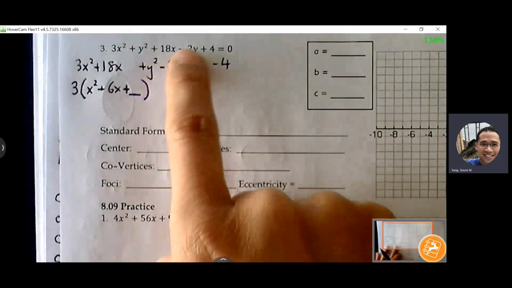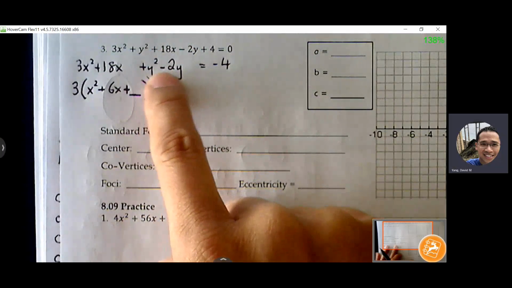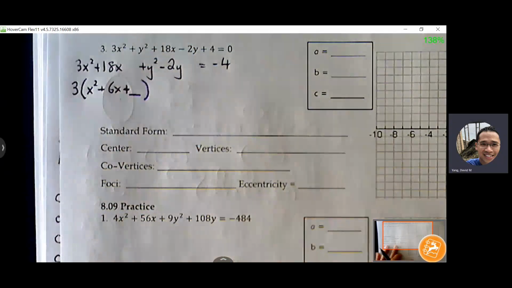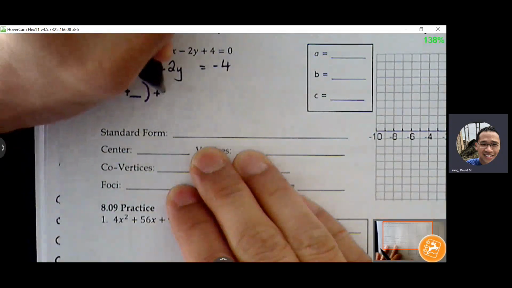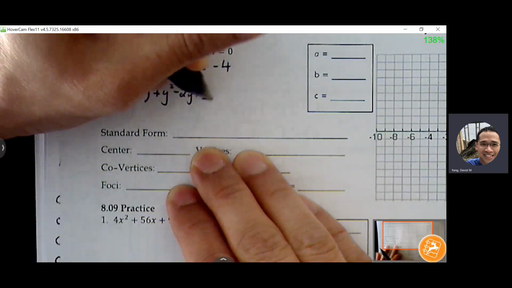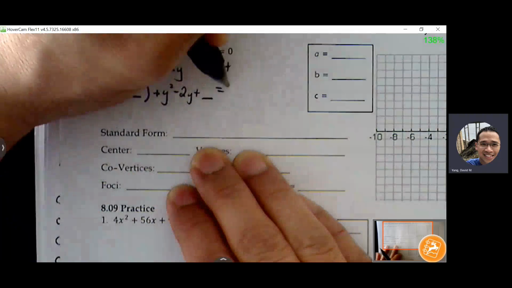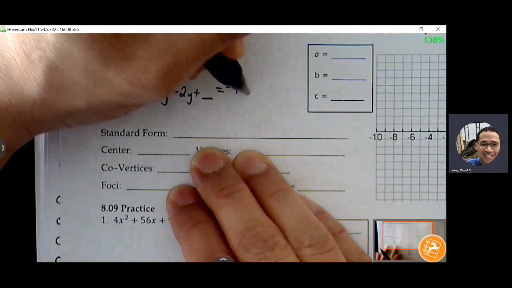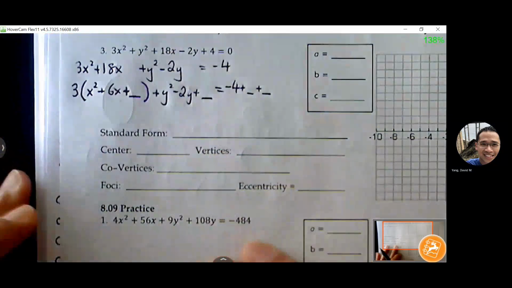Now, are the y's okay? Is there a GCF we need to take out? There isn't, so this is okay. So I'm going to go ahead and write that down, plus y squared minus 2y plus space equals -4 plus space plus space.